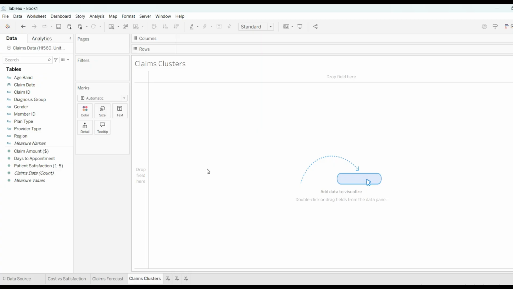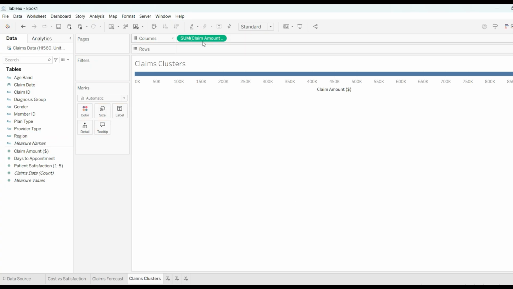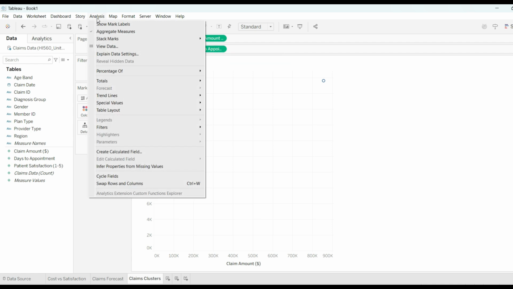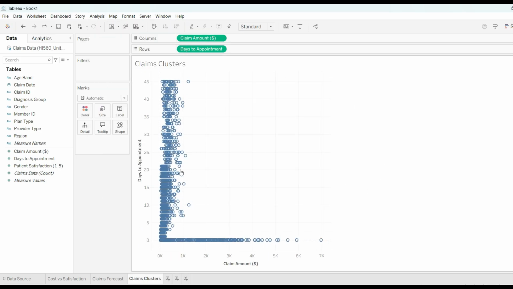So we're going to build a scatter plot for our clustering, okay? So I'm going to drag claim amount to columns. Drag days to appointment to the rows. I'm such a doofus. I can't even talk. Days to appointment. There we go. All right. And again, we don't see all the dots, so we've got to go up here and unaggregate our measures, and voila, got that here, okay?